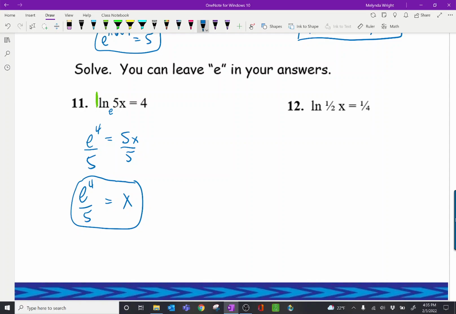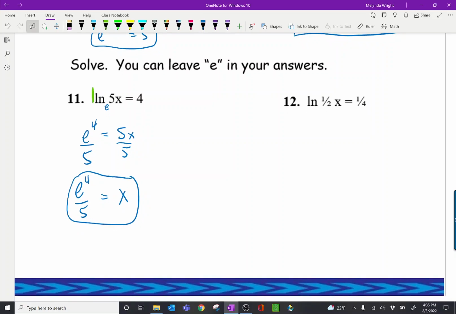All right, last one. So here we go. There's a 1 in here, so we're good. We don't have to move anything. So let's convert. This is an e. So e to the 1/4 equals 1/2 x. I want to get x by itself, so I would have to get rid of the 1/2 by multiplying both sides by 2. So I've got 2e to the 1/4 equals x, and that's it.